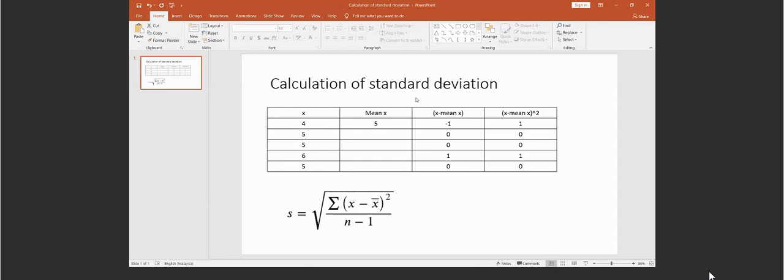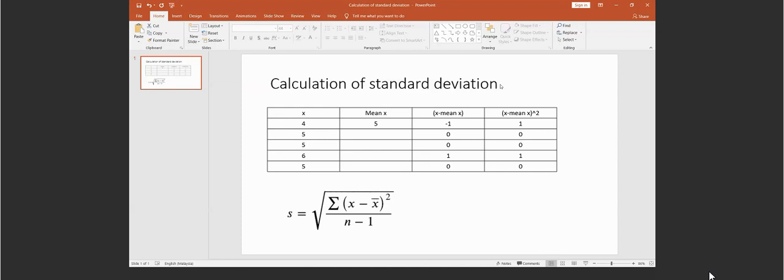Lambat untuk calculate. So now they have a few methods. The first method is through the table and the calculation. Kalau dalam exam sebelum ni, kalau saya buat soalan untuk calculate the standard deviation, saya prefer table yang saya tunjuk dekat kamu sekarang ni. So because this one I akan bagi full mark lah.